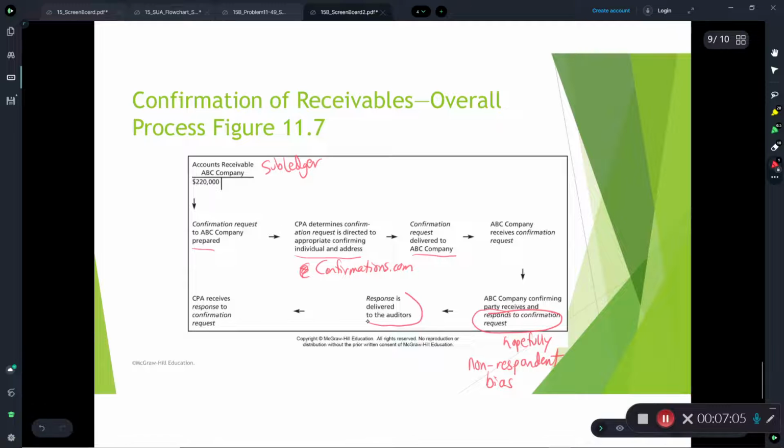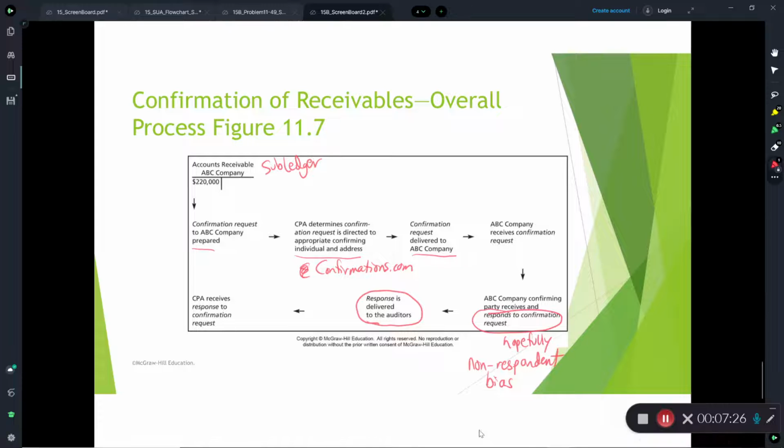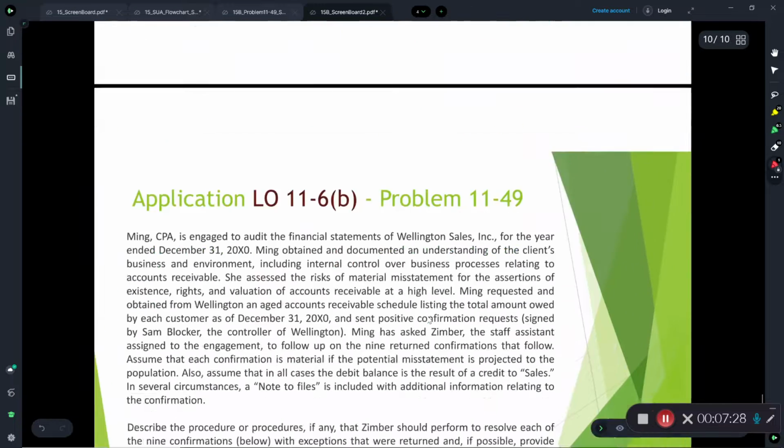Now, it's important to know that the response comes to the auditors. We don't want the client to get a hold of these confirmations and potentially change them. And so if we're going to get external evidence, we want the client to be as minimally involved as possible. That's the general process there.